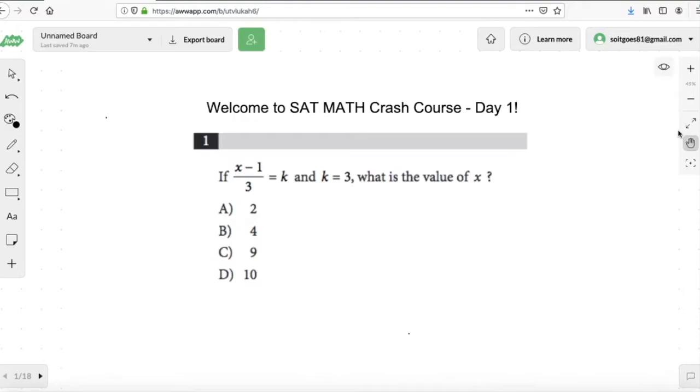If (x minus 1) over 3 is equal to k, and k is 3, what is the value of x? Okay, great. All right, what is the value of x?